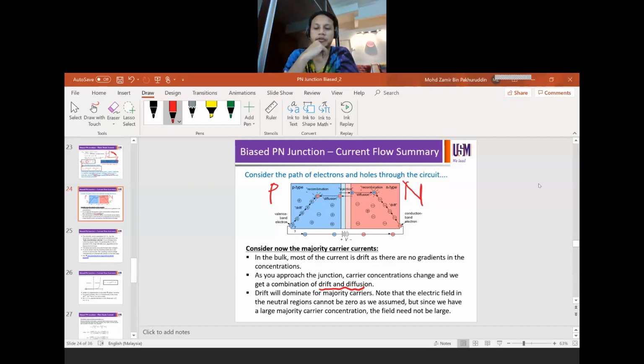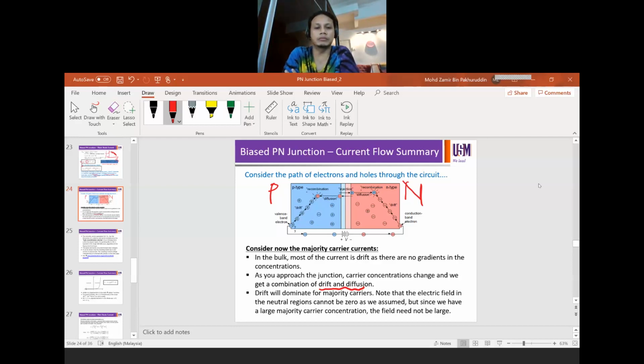Yeah, Asriza, electric field. Yes, because we have electric field. So to know this answer, you have to go back to the definition of drift and diffusion, right? So you still remember, right? Why do we have drift? Because we have electric field.